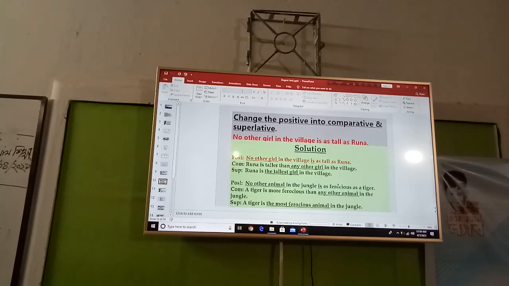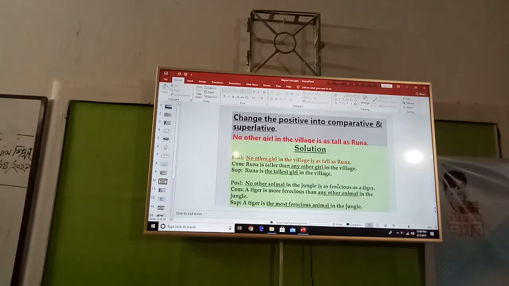No other girl, that means no other is used. Then the last part of the comparative, that means no other girl in the village, then the verb is, then the positive form, that means as tall as Runa. That means Runa, the subject of the comparative form, should be used at the last part of the positive sentence.